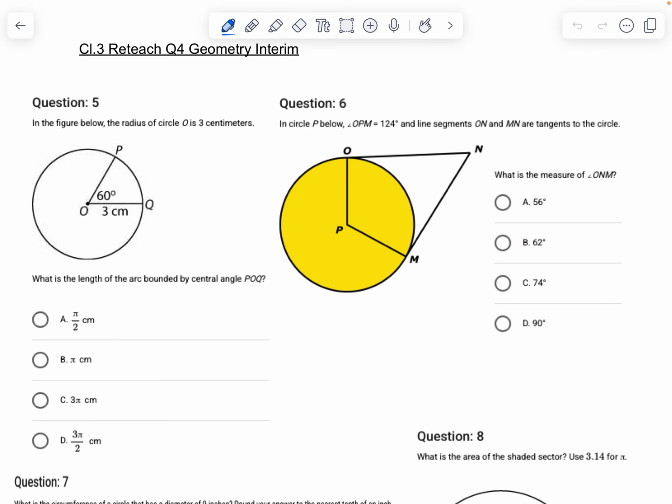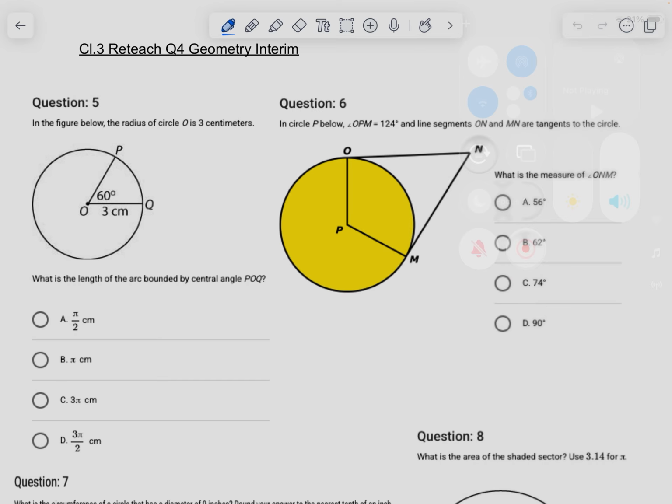Hi guys, so this is the Cl.3 retest. This standard is over our circles unit, which is right before the last one we did of area, surface area, and volumes. This one was kind of a tricky one for us, which is completely okay. But let's go through these problems together. That way we can figure out why we missed some and maybe some mistakes that we can catch before we do our retest, okay?